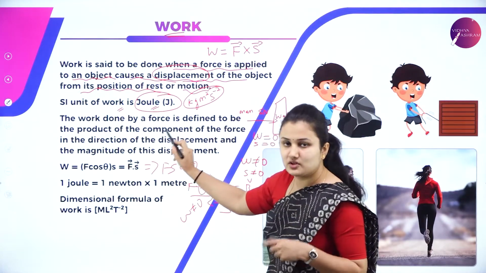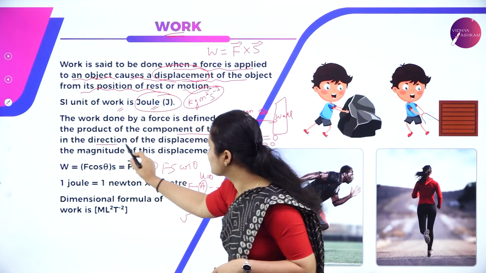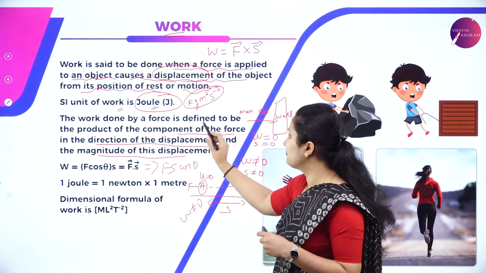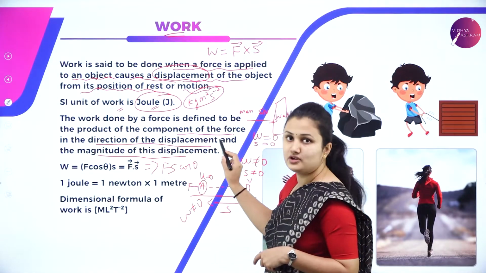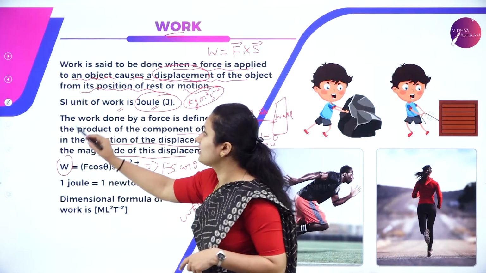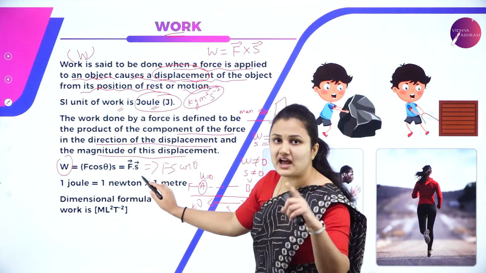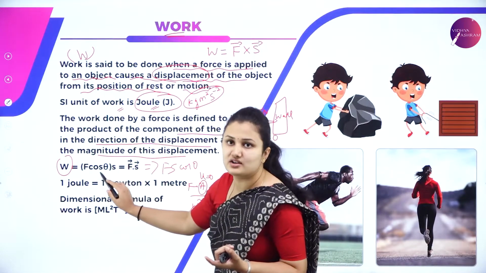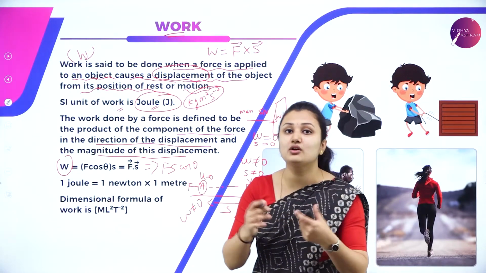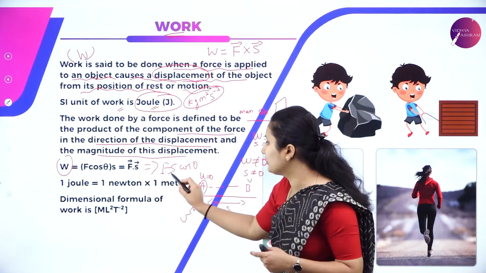So the work done by a force is defined to be the product of the component of force in the direction of displacement and the magnitude of this displacement. Work is represented by capital W. W is equal to F dot S, the scalar product of force and displacement, or F s cos theta, where F is the force applied on the object, S is the displacement caused due to the application of force, cos is the function, theta is the angle between vector F and vector S.